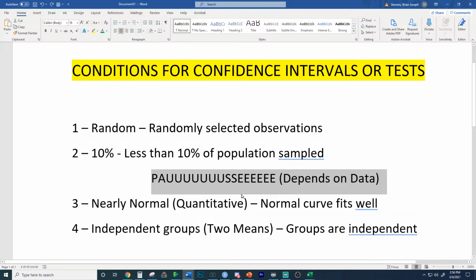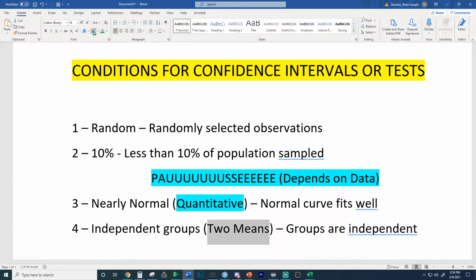And since this is quantitative, let me highlight this in another color here. And there we go. These are now data dependent conditions. So you don't always do nearly normal. You don't always do independent groups. That's for two means, so two quantitative variables. So make sure you pause right here and then you do the data dependent ones.